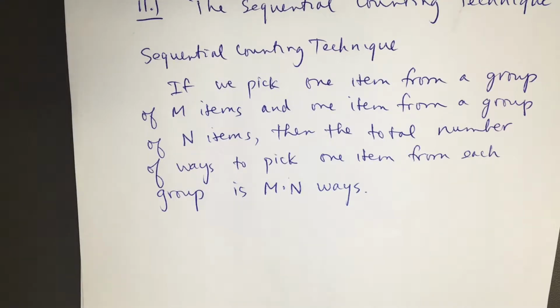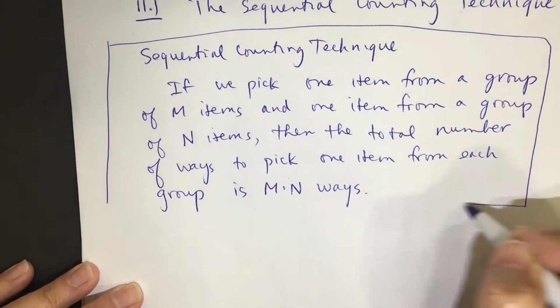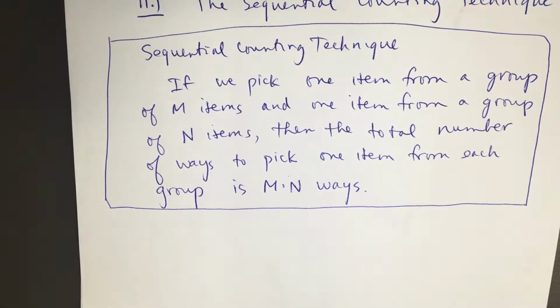That's kind of the textbook definition of sequential counting technique. So I might say also, for this counting technique, you pick items from different groups. You pick one item from however many groups you have from each group. You multiply the numbers together of how many ways those items could be picked from each group.